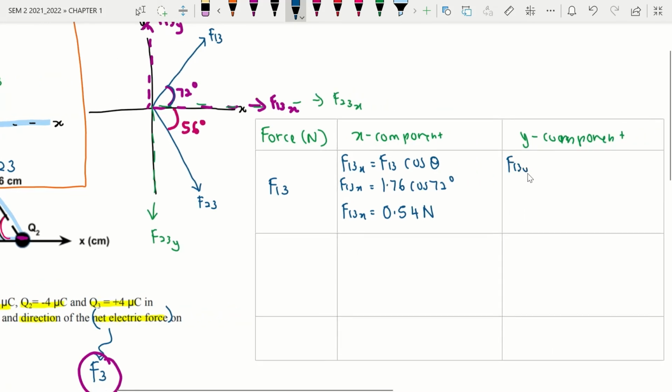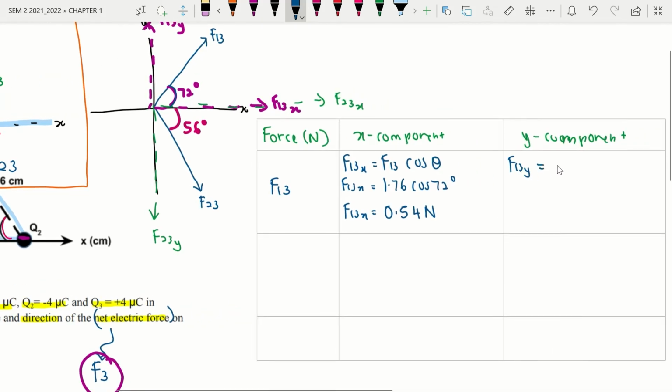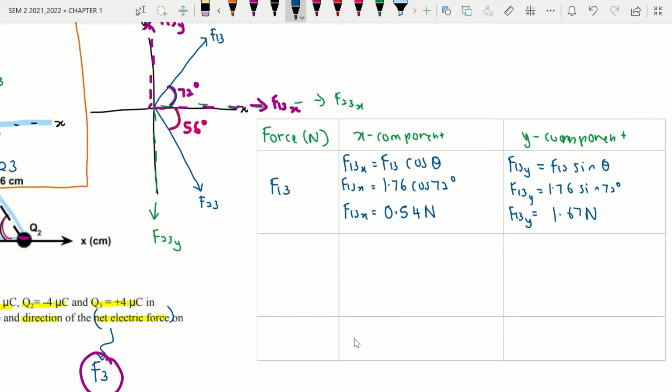Then let's do the y component. F13y equals F13 sin theta, because it is opposite. So F13, our force, is 1.76 sin 72 degrees. If you press the calculator, you will get 1.67 Newton. Okay, so that is for the force of charge 1 on charge 3.